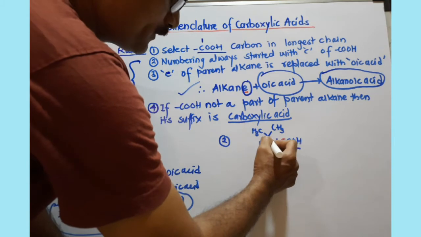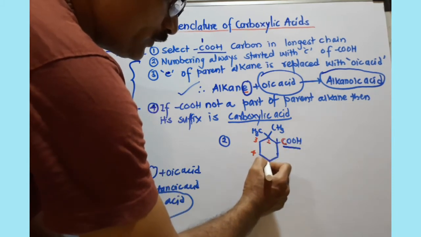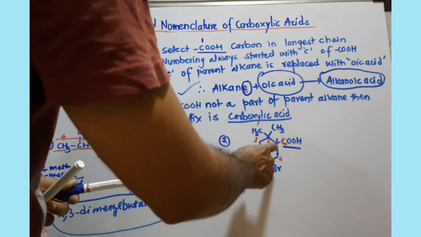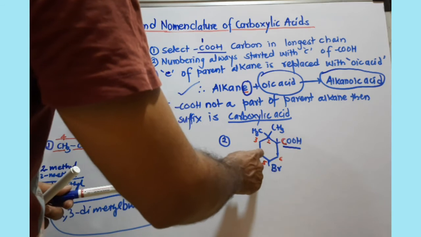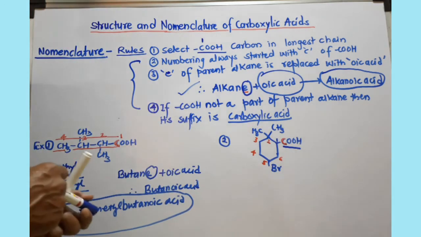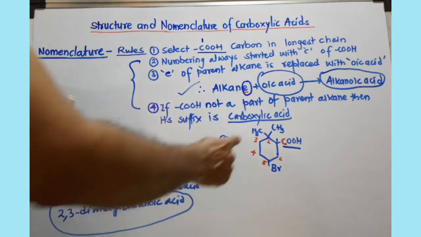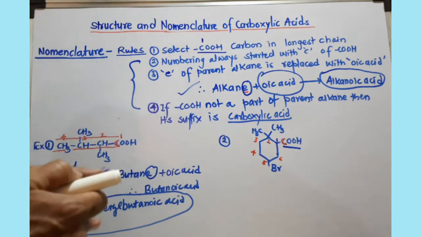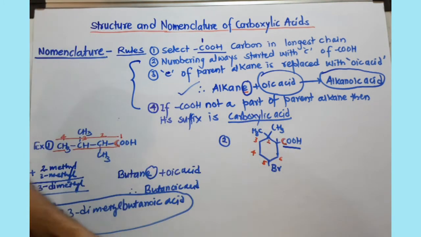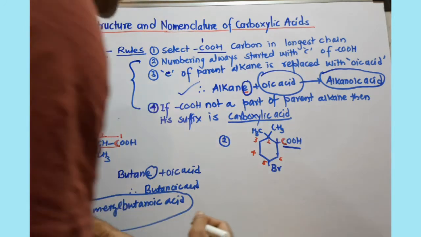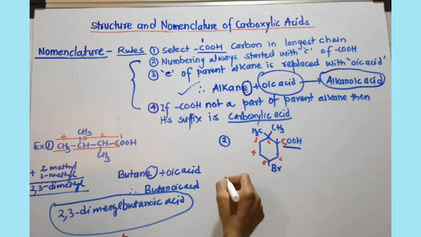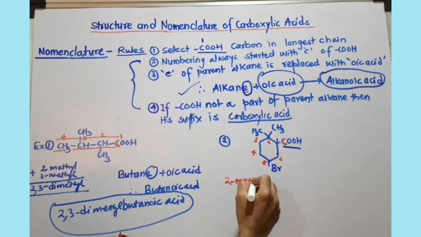If I give numbering 2, 3, 4, 5 and 6, and if I start numbering from the other side, that will be 1, 2, 3, 4, 5, 6. So you add these numbers and find out which numbering is correct. That means all substituents should get the least possible numbers. So starting numbering from this end is the correct way. Now find out which substituents there are. One is 2-methyl. I'll write here 2-methyl.